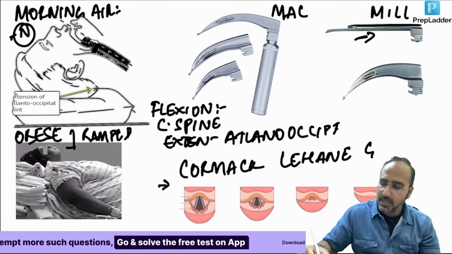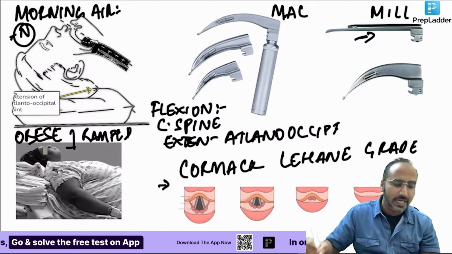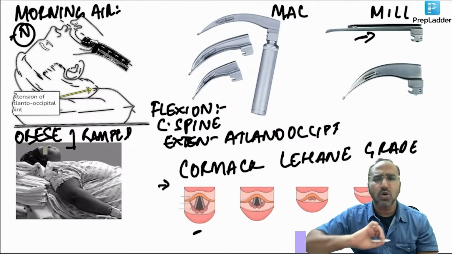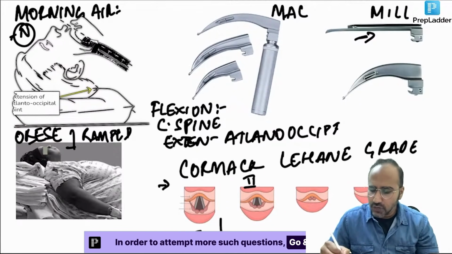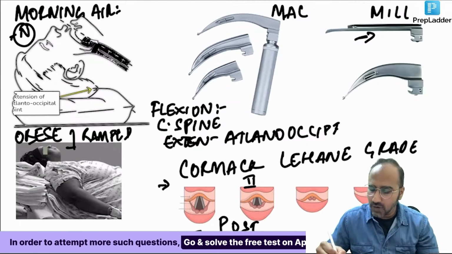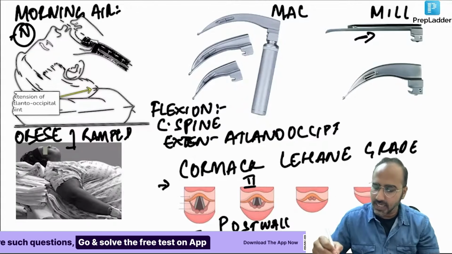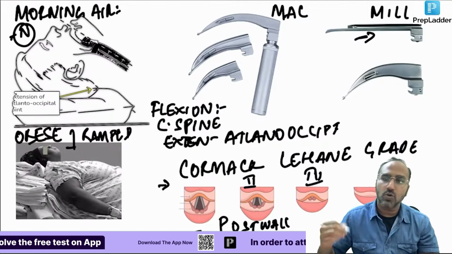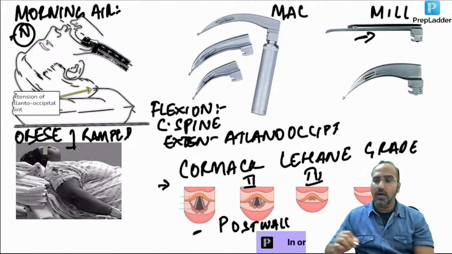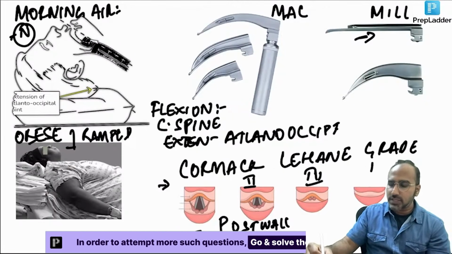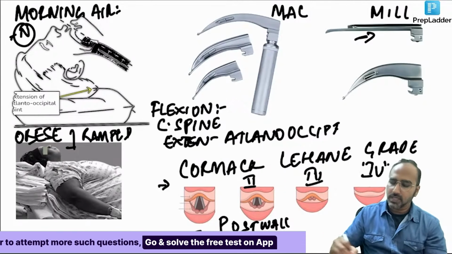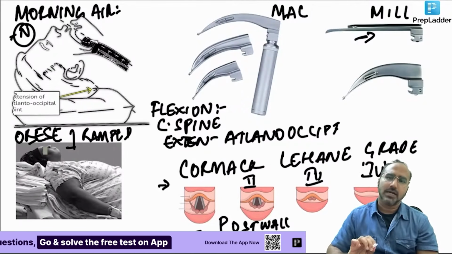Cormack-Lehane grading. In Cormack-Lehane grade 1, what do you see, guys? You will see the whole laryngeal aperture. Cormack-Lehane grade 2 means what? You will see the posterior wall of the laryngeal aperture. Okay. Cormack-Lehane grade 3 means what? Only the epiglottis is visible. Cormack-Lehane grade 4 is what, guys? Cormack-Lehane grade 4 means the epiglottis is also not visible. Okay, that's regarding the grading.